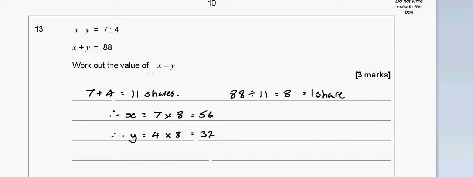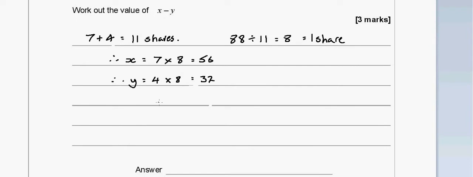Work out the value of x minus y. So x minus y equals 56 minus 32, which gives us 24. So our final answer is 24.